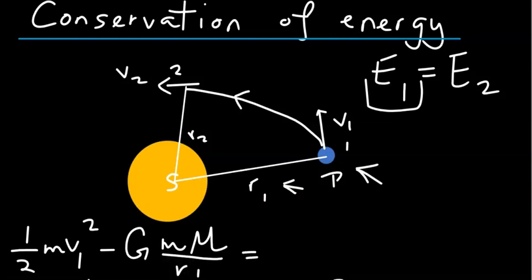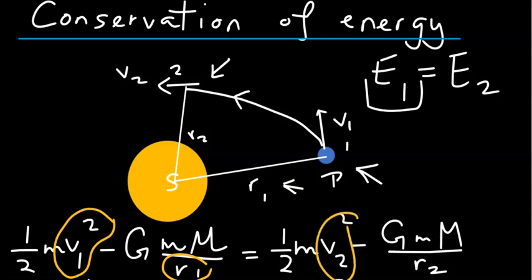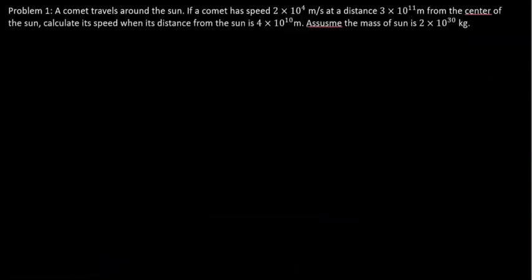And that must be the same as the energy at point 2. At point 2, the planet is moving with a speed of v2, so its kinetic energy is half m v2 squared, and its gravitational potential energy is minus gravitational constant, the product of the two masses, over the new distance, r2. So in this equation, you have mainly 4 variables, v1, r1, v2, and r2. If you are given 3 of them, you can determine the 4th one.